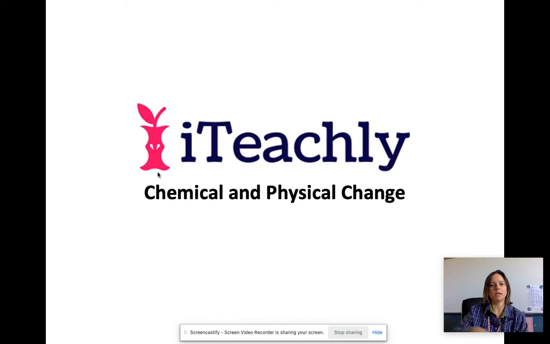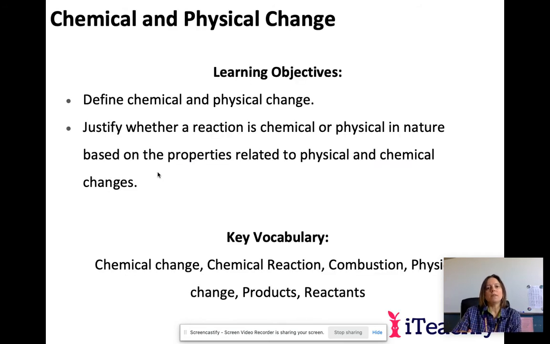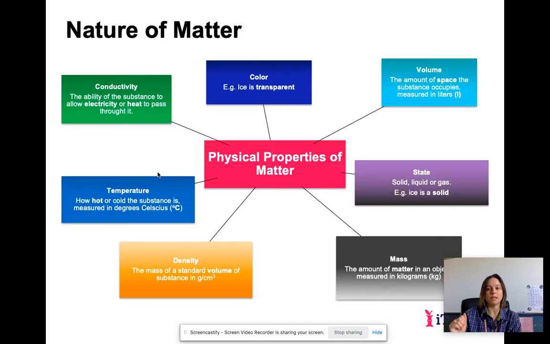Today we're going to be looking at chemical and physical properties. By the end of this lecture, you'll be able to compare chemical and physical properties, identify the differences between them, as well as some definitions. So remember, physical properties include color, volume, state, mass, density, temperature, and conductivity.